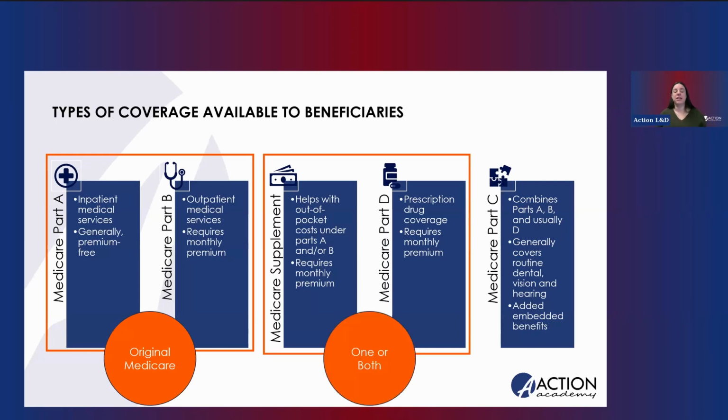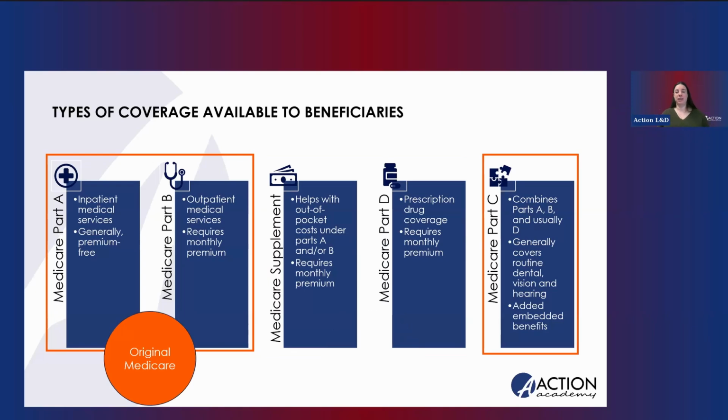And then after they enroll in Parts A and B, the beneficiary can enroll in either a supplement policy or a Part D prescription drug plan, or both if they want, depending on what works for them. And then they also have the option, if they have A and B, to enroll in Part C or the Medicare Advantage plan. Notice how the box went away for MedSup and Part D because you cannot have a MedSup plan or a Part D plan with a Medicare Advantage plan. That's illegal.